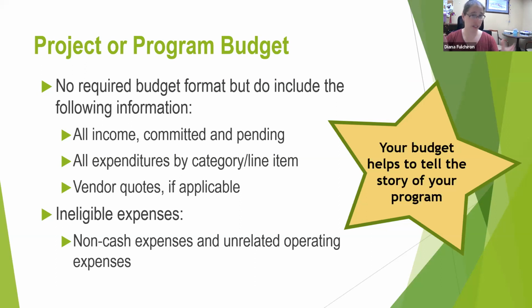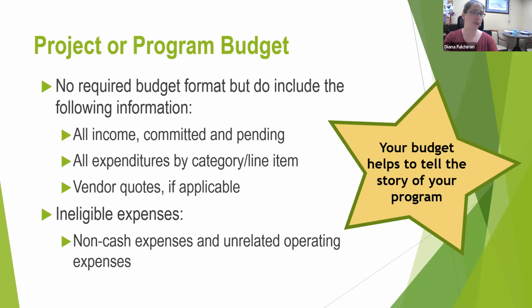But we do need to know all the income that's coming in, if you have committed versus pending dollars to support the program. And we also need to know all of your expenditures or costs for the program, by line item, like salary versus utilities versus rent versus program materials. And if you're asking for support for a specific purchase within the application, like computers or a bus, we would need a quote from a vendor about how much that is, so we know that you're not just pulling the information out of nowhere.